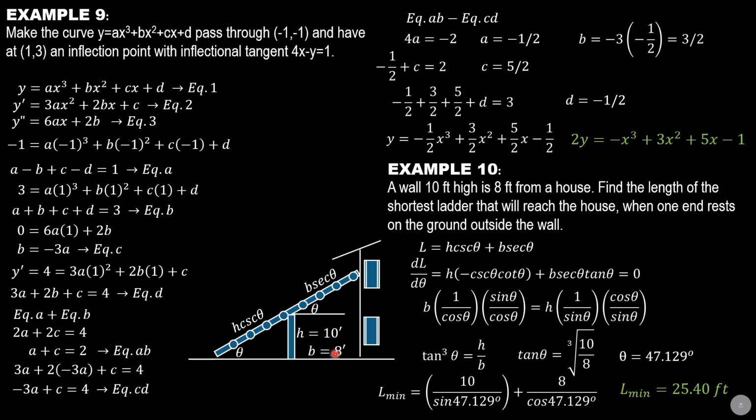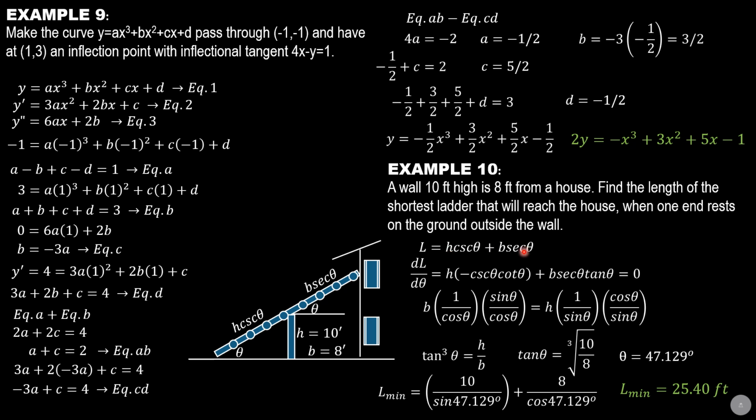So that's 8 feet. So therefore, in terms of theta and h, this hypotenuse is h cosecant theta, because cosecant theta is hypotenuse over h. So therefore, the hypotenuse is h cosecant theta. Likewise, secant theta is equal to hypotenuse over b. So therefore, the hypotenuse is b secant theta. The length of the ladder, therefore, in terms of a single variable, which is theta, is h cosecant theta plus b secant theta.